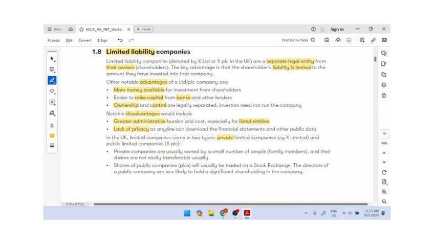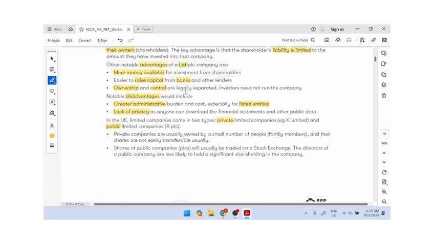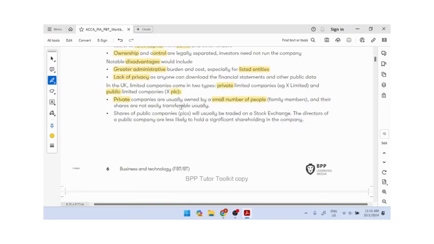Okay, so we have two types, private and public limited company. In the UK, because ACCA is from the UK, the private limited company is X Limited, or they call it LTD. So the LTD is limited. And public limited company, PLC, is the acronym of public limited company. Compared to Malaysia, it is Berhad. So private companies are usually owned by a small number of people, like family members and friends, and not easily transferable because it's not on Bursa Malaysia. The public cannot simply buy it.